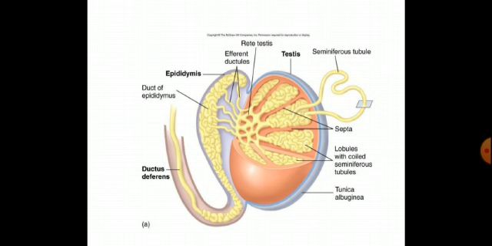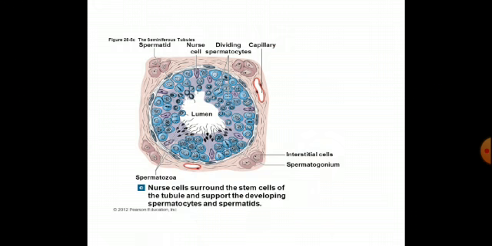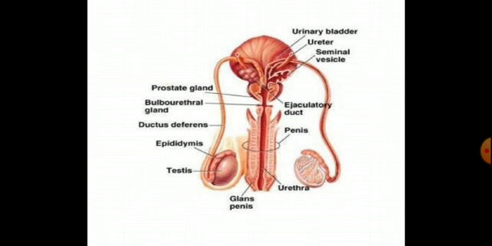It ascends to the abdomen and loops over the urinary bladder. Here you can see that the vas deferens ascends to the abdomen and loops over the urinary bladder. It opens into a duct from the seminal vesicle to form the ejaculatory duct. It enters the prostate gland to produce a single urinogenital duct. This region opens into the urethra.